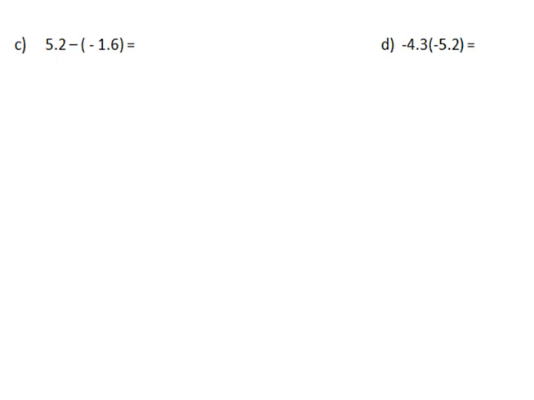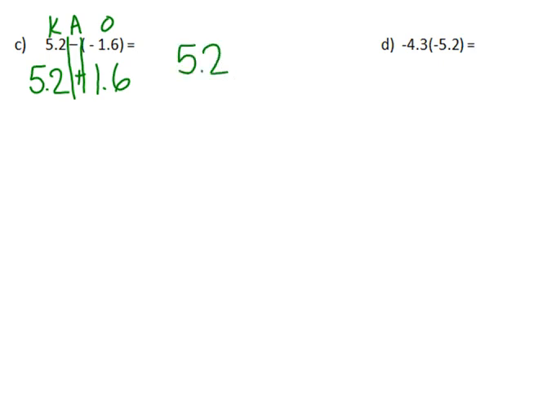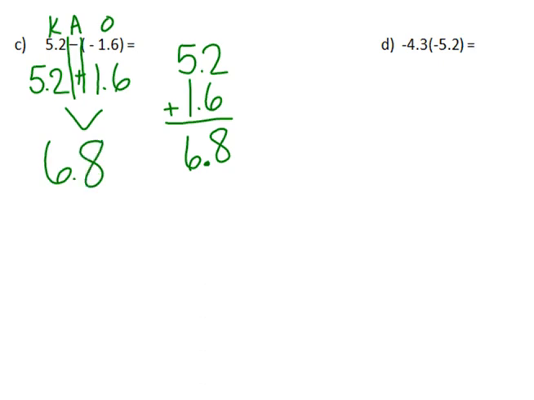All right, part C, we're going to keep using keep, add, opposite to change it to an addition problem. So we have 5 and 2/10 plus positive 1 and 6/10. If you need to, you can line up your decimals and set it up vertically. The decimal drops straight down for adding, so you get 6 and 8/10 as your answer to part C.